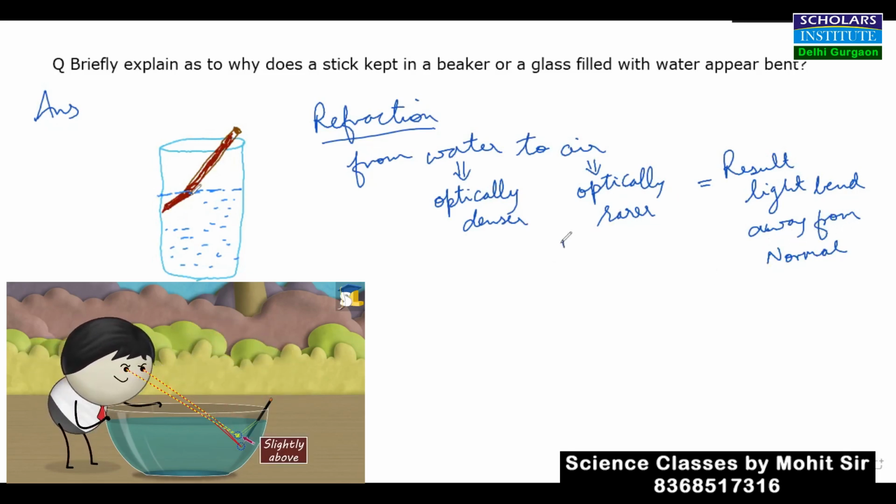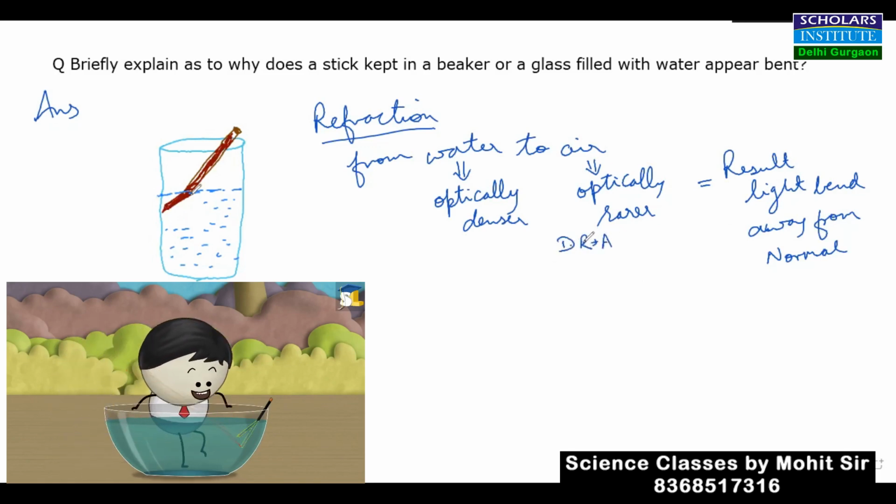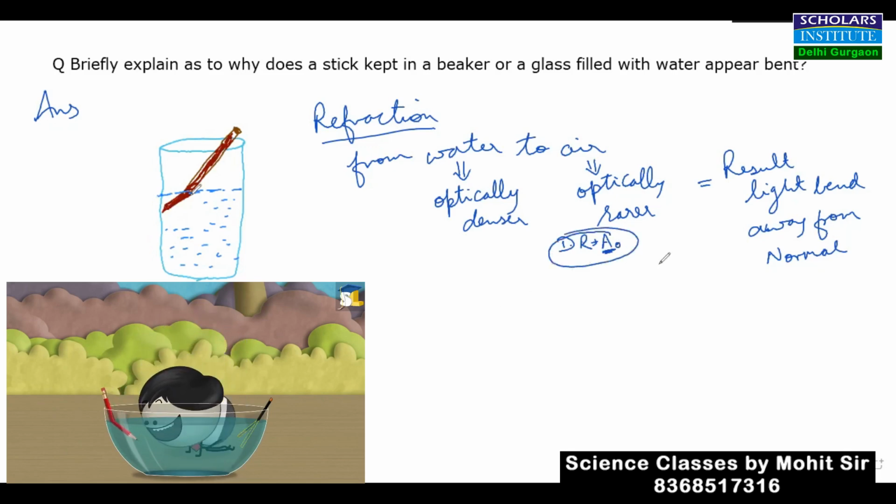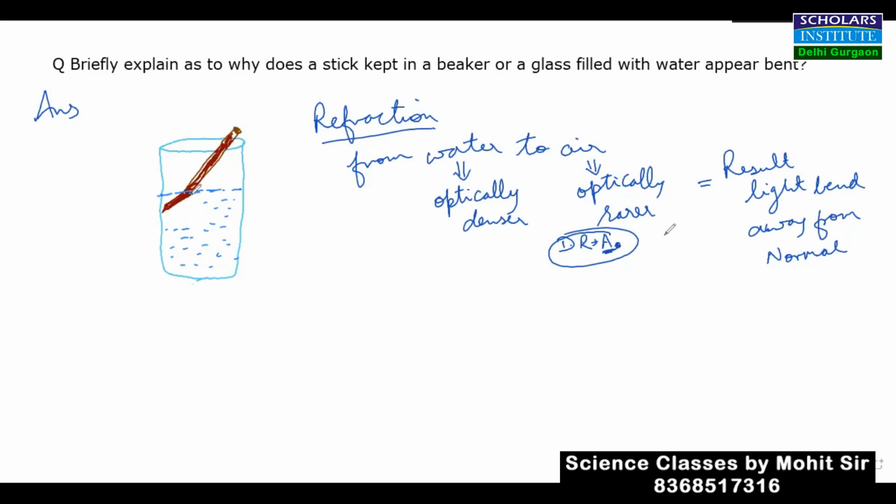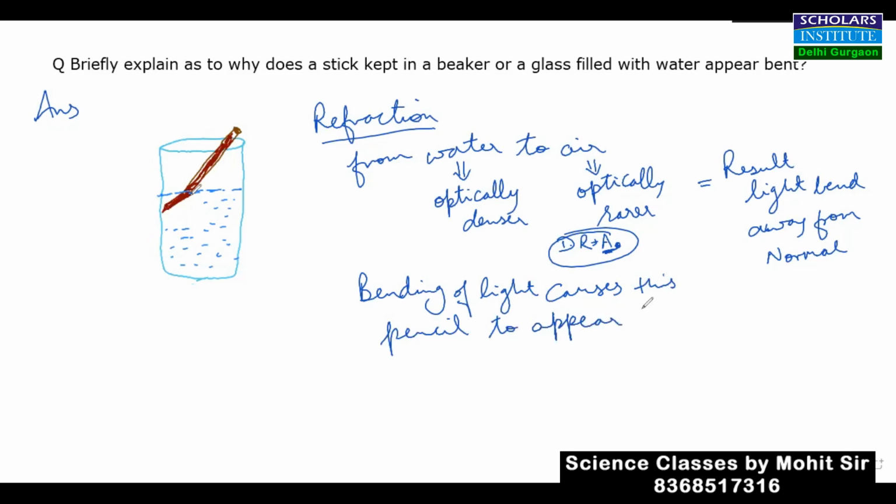I use an acronym for this, DRA. If the light is going from denser to rarer, A stands for away. Okay, this is the acronym that we use. Okay, got it? So it will bend away from the normal. Now this bending of light causes this pencil to appear bent.